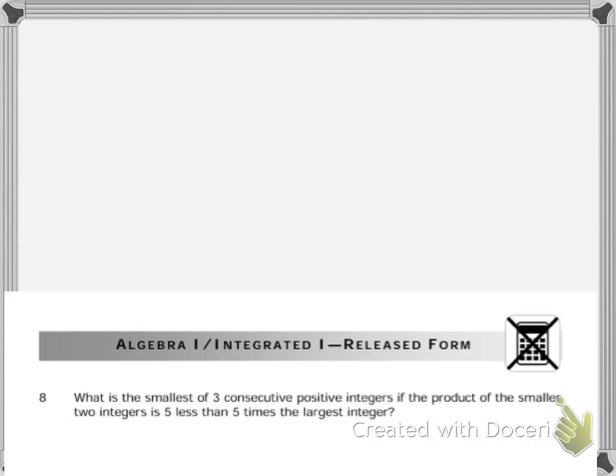I will be showing you how to do problem number 8. So first off in the question, I want to focus on, it says there are 3 consecutive positive integers. So we already know right off the bat we're going to have an A, we're going to have a B, and a C. So now that we know that, we are going to continue on with the question, and it says that the product of the smaller 2 integers, so we know we're going to be multiplying 2 integers.